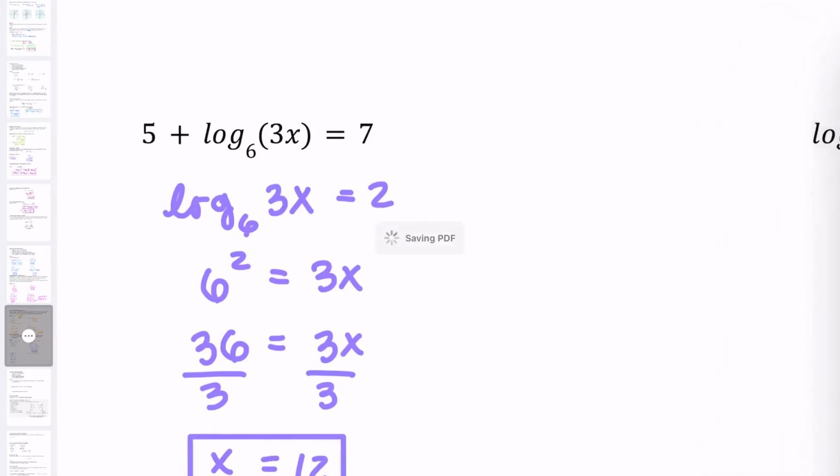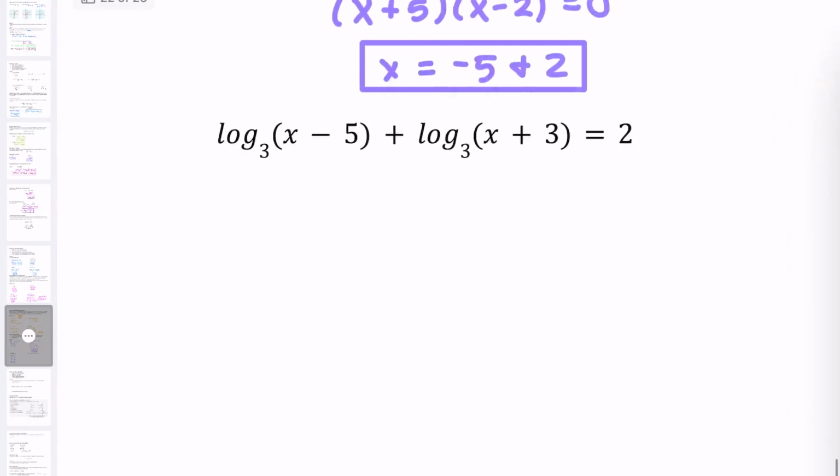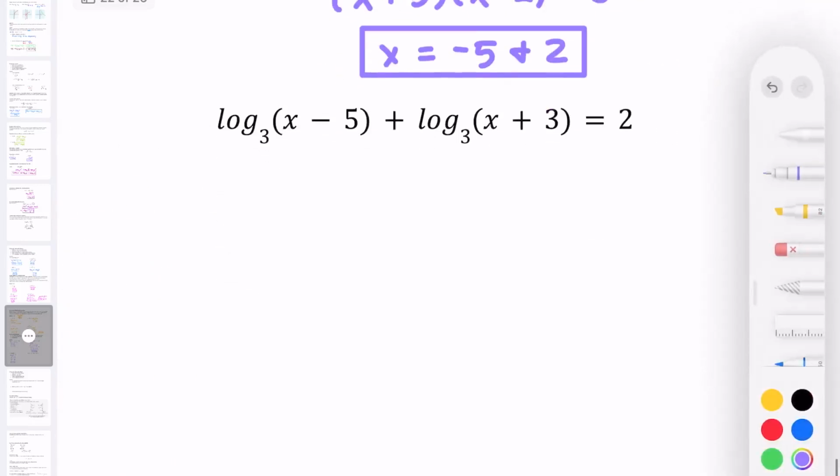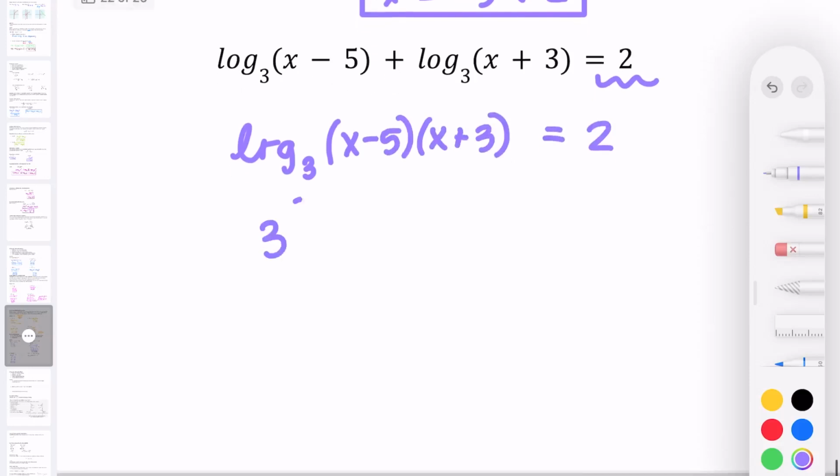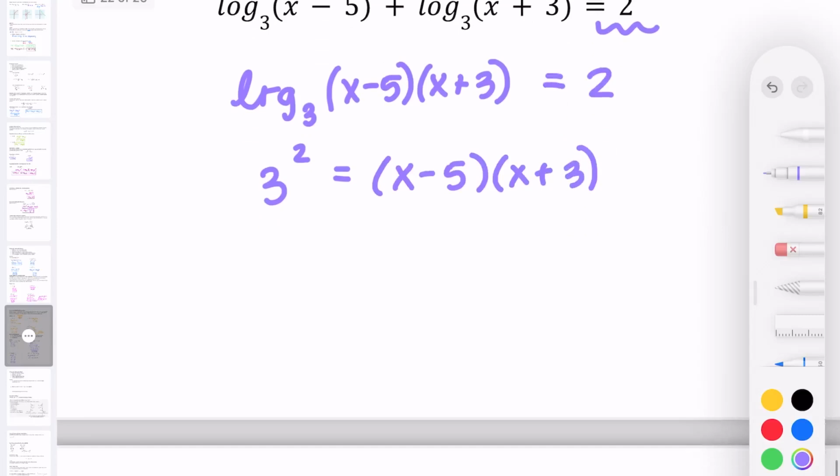And then finally, our last question looks slightly different than the one from above. Notice that there is no log here, so go ahead and combine the left using a logarithm. So we have log base 3 of x minus 5 times x plus 3 equals 2. So now we can rewrite this as an exponential. And you once again have a quadratic.